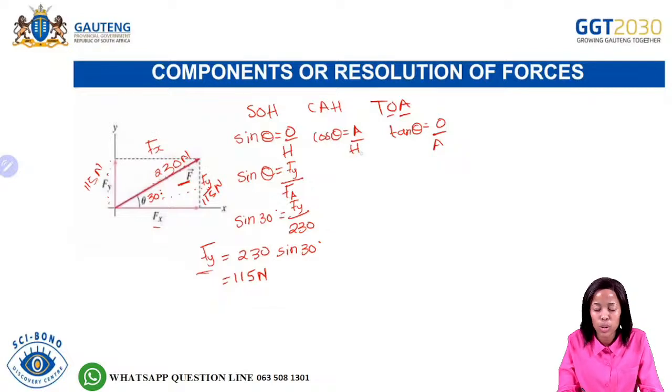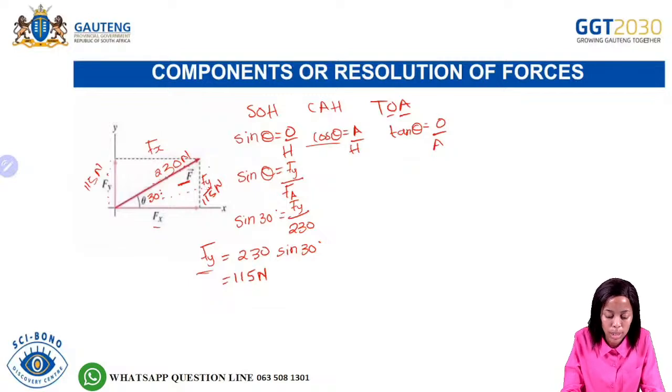So going on to the next one. The next one is our cos, and cos theta is equal to the adjacent over the hypotenuse. So what do we have as the adjacent? We said that whatever side is opposite to the angle is called our what?